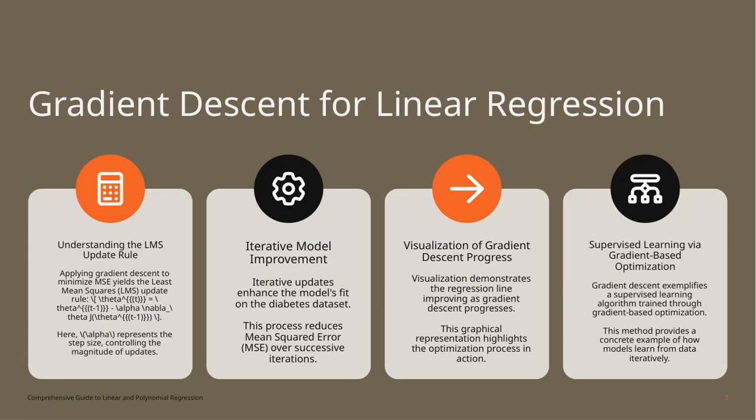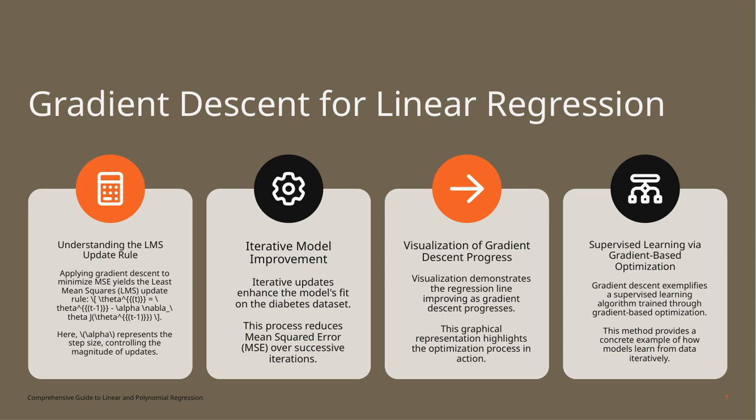Let's dive into understanding the LMS update rule. When we apply gradient descent to minimize the mean squared error, or MSE, we arrive at what's called the least mean squares, or LMS, update rule. This rule tells us how to adjust our model parameters, theta, at each iteration. Specifically, theta at the current step equals the previous theta minus the learning rate, alpha, times the gradient of our cost function with respect to theta.